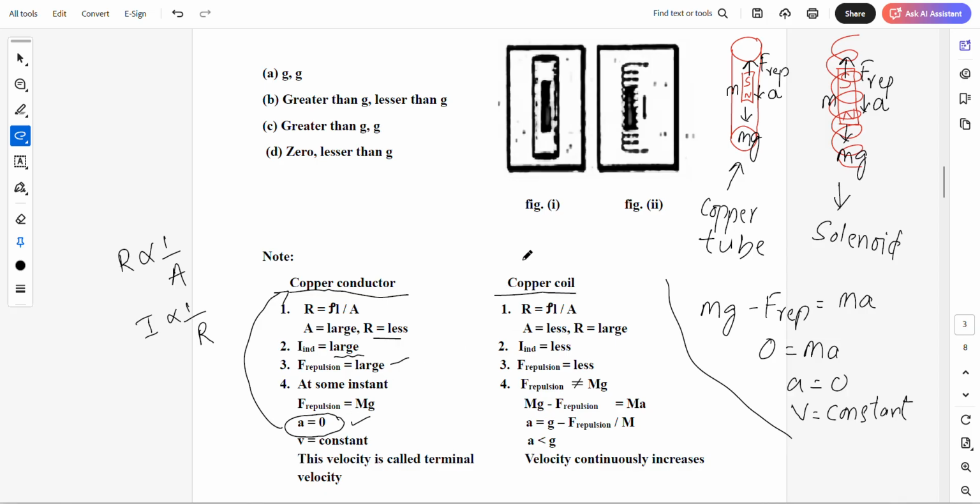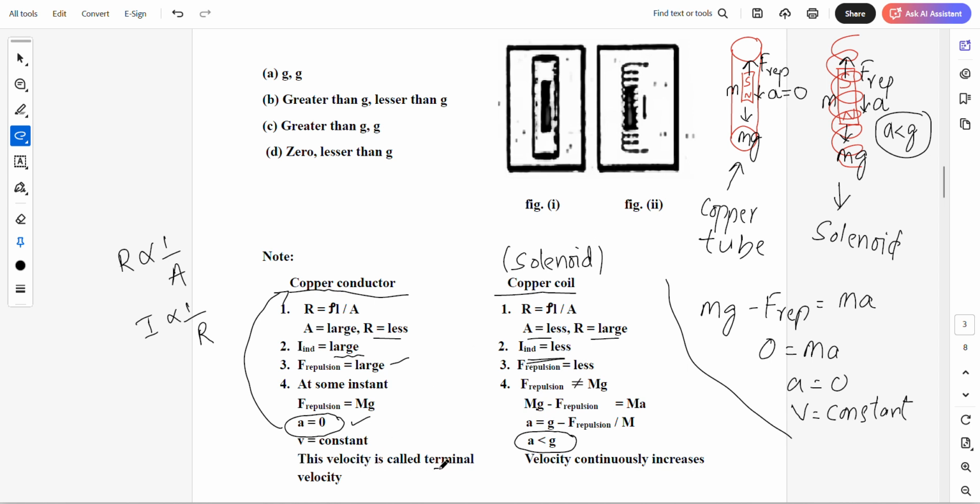Now in case of copper coil, this solenoid, R is equal to rho L by A. A is less, R is large. Therefore I induced is less. If I induced is less, F repulsion is less. Here, F repulsion is not equal to mg. The driving force minus the opposing force is equal to mass into acceleration. Therefore, A will be less than g here. Velocity continuously increases. Here A will be less than g, and there A is equal to 0.